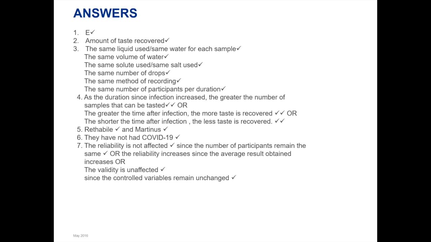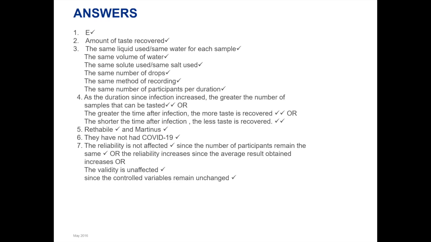As a duration, so they asked you what was the general trend for the results. As the duration since the infection increased, the greater number of samples can be tasted. Or you could have said the greater the time after infection, the more taste is recovered. Or the shorter the time after infection, the less taste is recovered. Any one that you would have had. Then which are the two that act as controls? Ritabila and Martinez. If you look at your results, they did not have COVID. And there's your results for number 6.